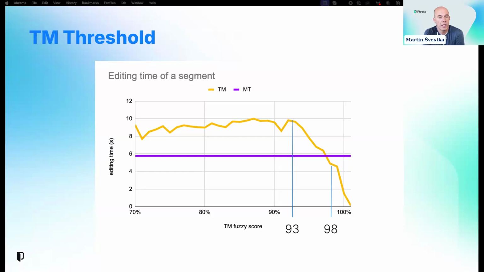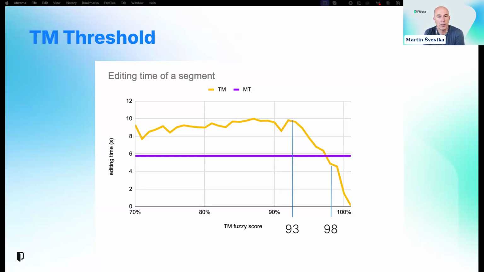And again, a little bit to our surprise, that has to be a very high fuzzy score. At 98 and above, the TM is better. At 97 and below, on average, the data shows that you're spending more time on TM entries than on machine translation entries.